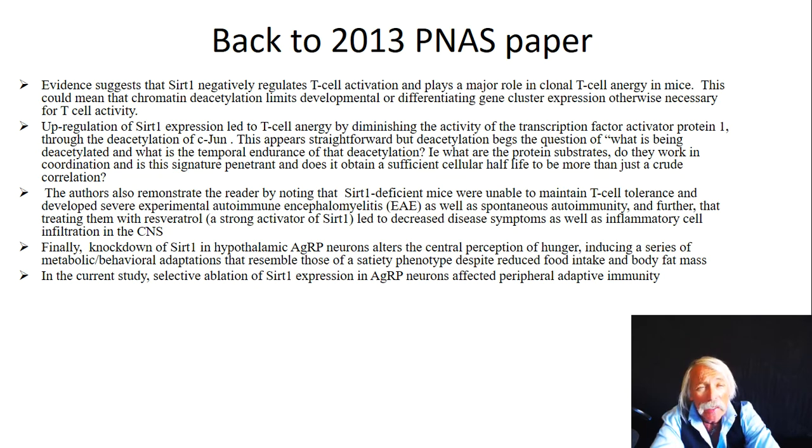As well as spontaneous autoimmunity, not good. And further, treating them with resveratrol, which is an activator of SIRT1, led to decreased disease symptoms as well as decreased inflammatory cell infiltration in the CNS. So it looks like if you activate SIRT1, it could be beneficial there, because of this autoimmune arm of SIRT1 activity. That has to do with T cells.